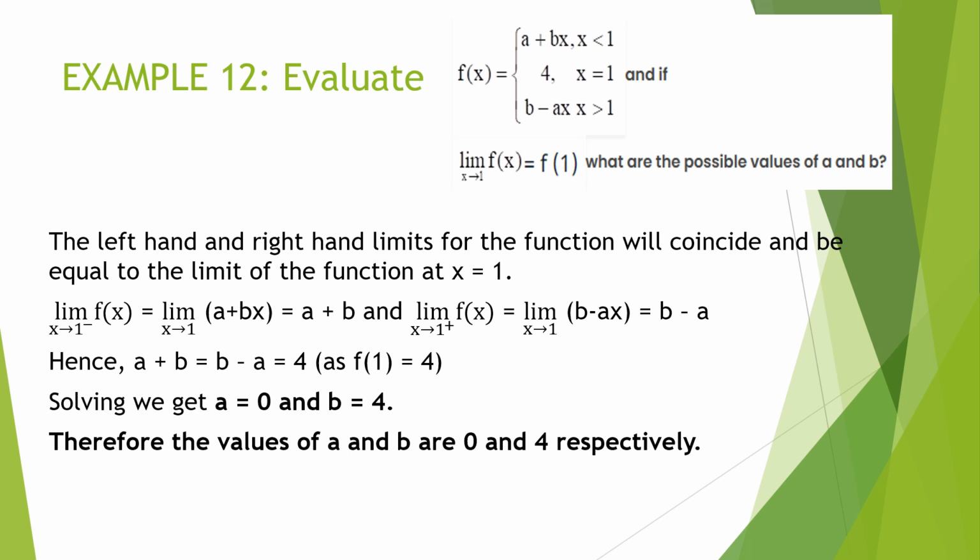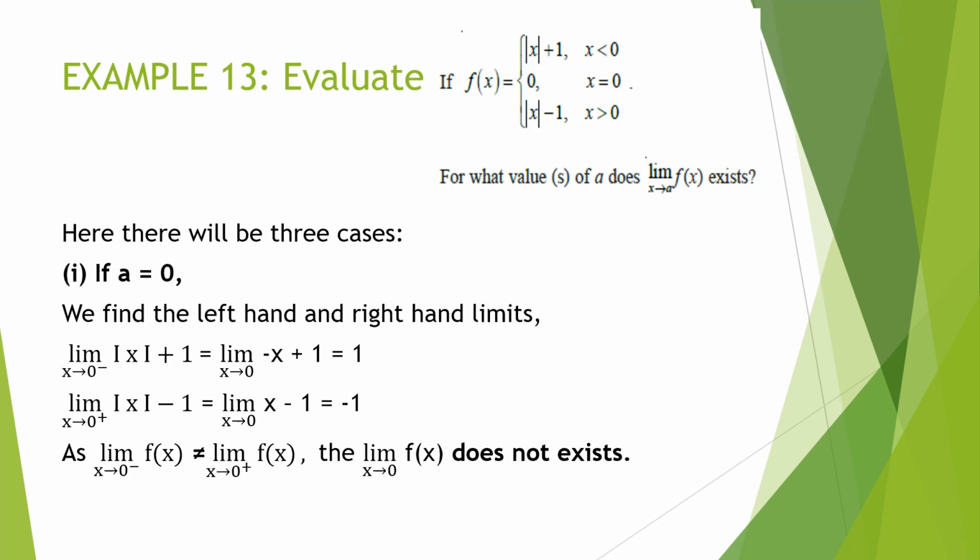So first of all, what we get is 2a is 0, since a plus b is equal to b minus a. So a is 0. In a plus b equal to 4, or say b minus a equal to 4, in any of these cases put a equal to 0, you will get the value of b as 4. So the possible values of a and b are 0 and 4 respectively.